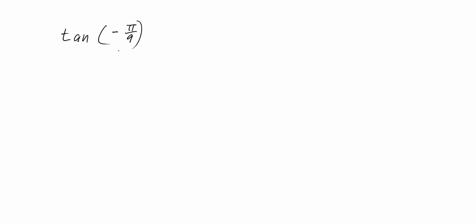Now, it's kind of good to know where this is at. So if you want to, you can just think of your x and y axis here and think, well, where's going to be the negative pi over 9? Well, that means we're going to rotate down negative, and it's only going 1/9, so we're going to be over here in the fourth quadrant.